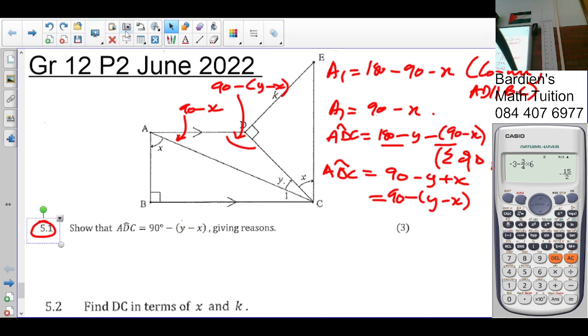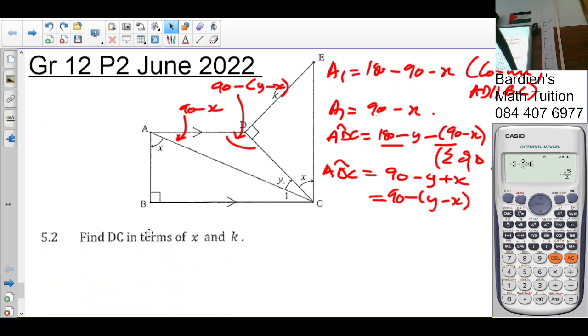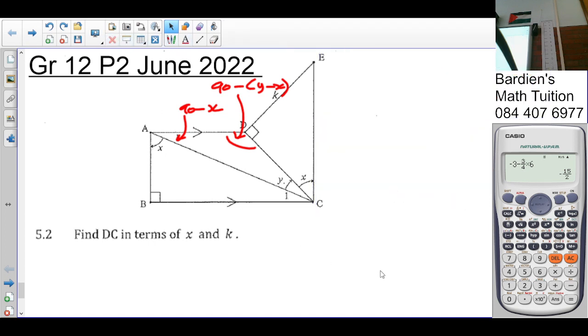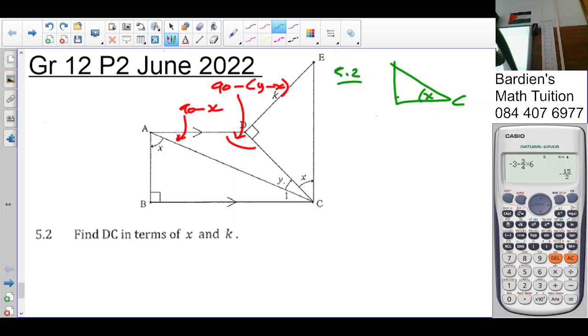Okay, so that's that. Let's look at 5.2. Question 5.2 says determine and find DC in terms of x. So DC is a length. So we have a triangle looking like that, with x and K. So there's your x, that's your 90, that's your D, and that's your K.